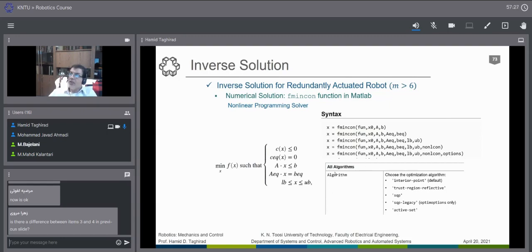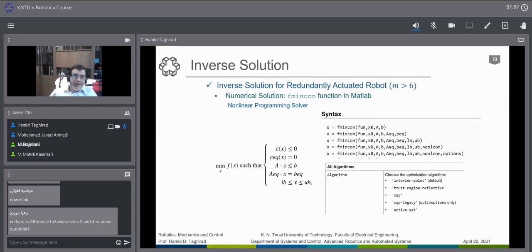And you can use different algorithms. The algorithm is set to interior point. As I mentioned, it is maybe the best method in a sense that it is quite fast and quite rigorous, but you can use trust region, SQP active set, SQP legacy, different other algorithms by defining the option in this function, in the MATLAB function, and you can find the solution.